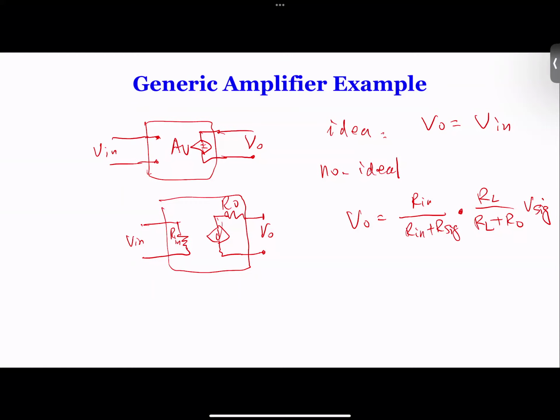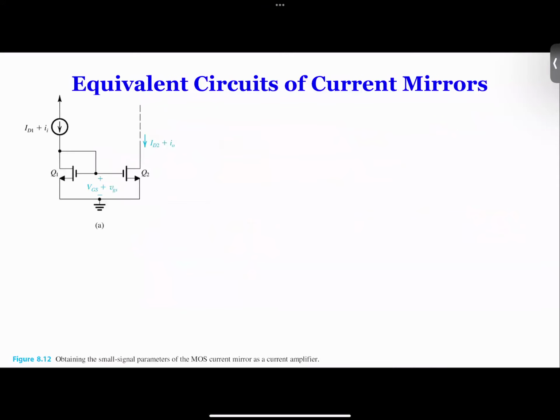If you do a problem, you'll be given the instructions. If it says you can do the ideal, you do the ideal. If it says it's not ideal, you have to consider the non-ideal. So in the ideal case, the current source is a current source.